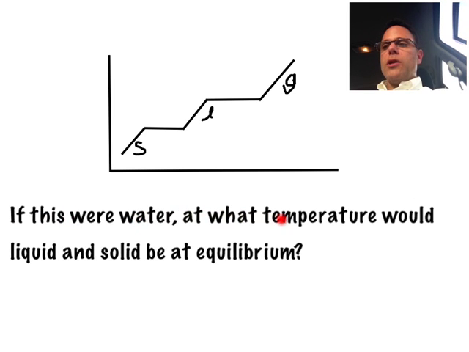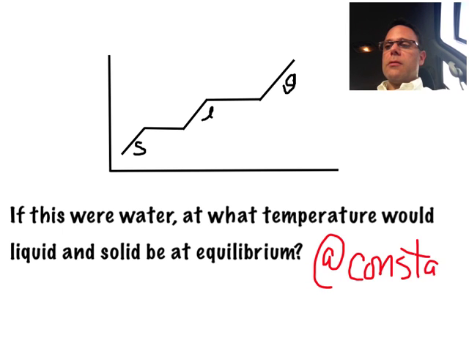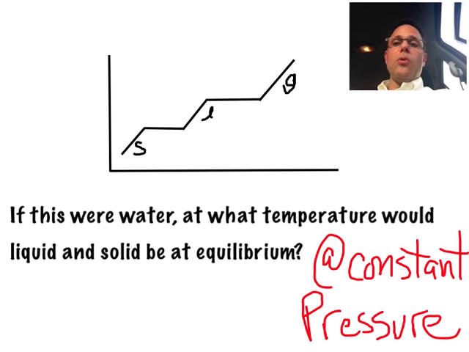Now here's another question. If this were water, at what temperature would liquid and solid be at equilibrium? Now I failed to mention that we have to say at constant pressure. That is important because we do know that substances boil and freeze at different altitudes. Remember our unit on solutions when we talk about vapor pressure and how boiling point and freezing point get affected with altitude. Mostly boiling point we talked about, but the same also is true for freezing point.